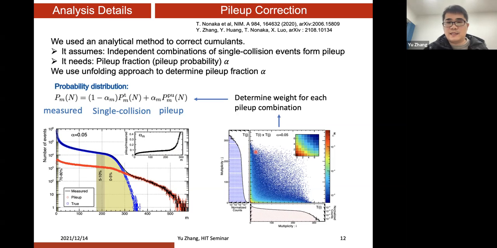The right-hand side is a correlation plot of the single collision multiplicity. So the density means weight. We can extract this weight and determine the pileup probability distribution.